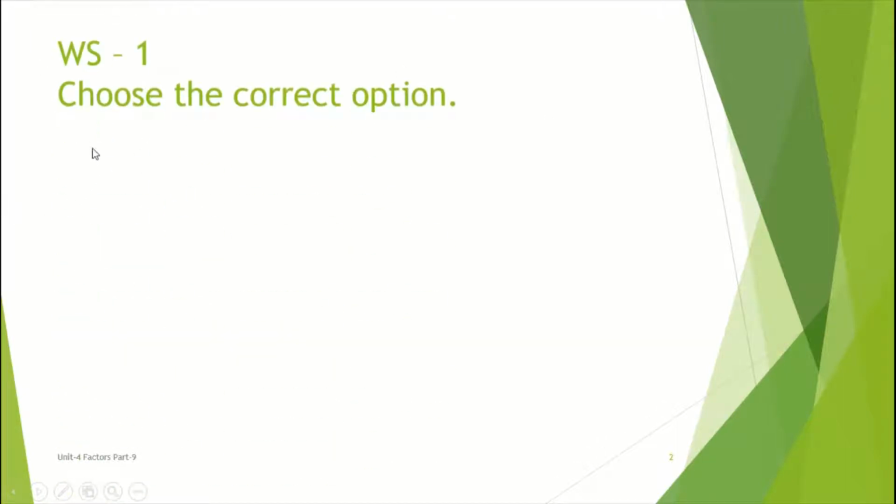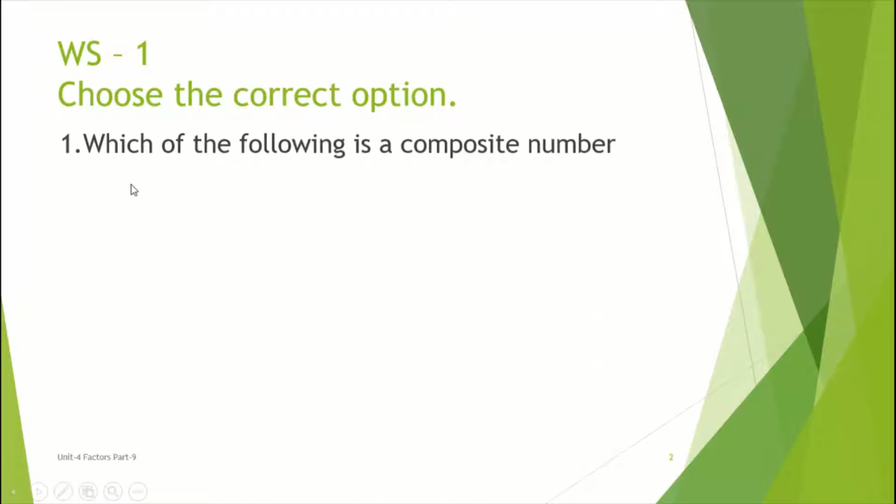So scholars, we will start with worksheet number 1. Choose the correct option. In this we have to find the correct option. The first question we have is, which of the following is a composite number? We have to find which is a composite number. So first of all, you should know what composite numbers are. We have already studied composite numbers, still we will revise it once quickly.